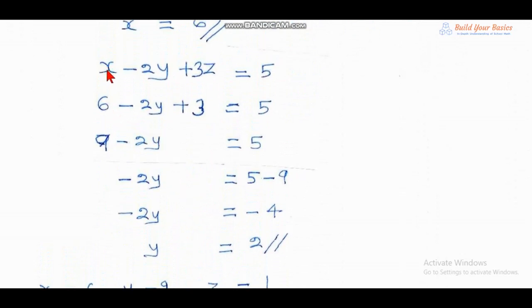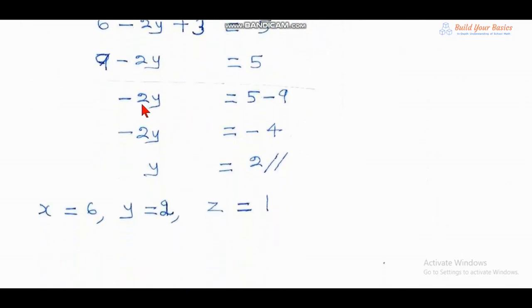On substituting the values of x and z, we get 9 − 2y = 5. That is −2y = 5 − 9. That is −2y = −4, y = 2. So the values of x, y, z are x = 6, y = 2, z = 1. The given equations have a unique solution. That is x = 6, y = 2, z = 1.